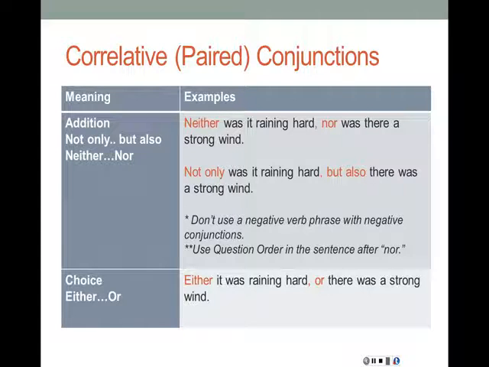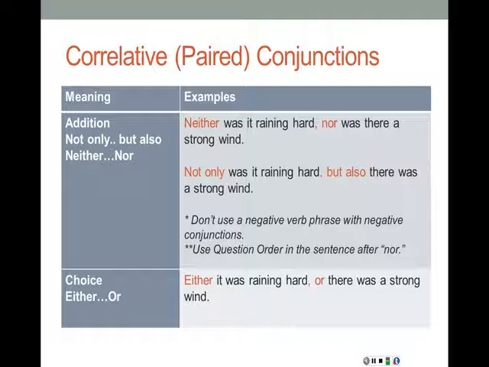The second rule is if the conjunction word is negative, we don't use a negative phrase in the verb because we can't have double negatives in English. So I wouldn't say, neither wasn't it raining hard. I would say, neither was it raining hard. Neither starts the sentence. Was is our helping verb. It is our subject. Raining is our main verb.